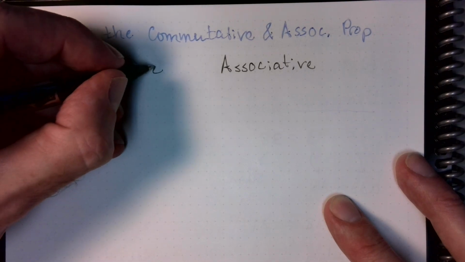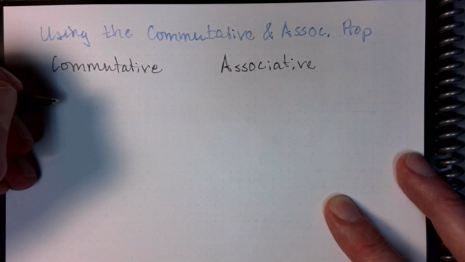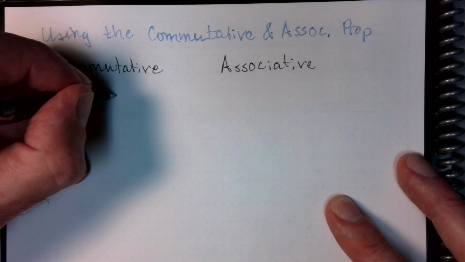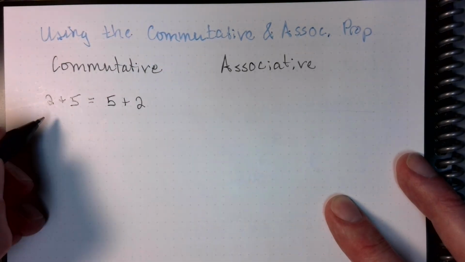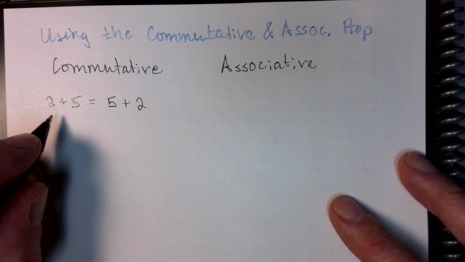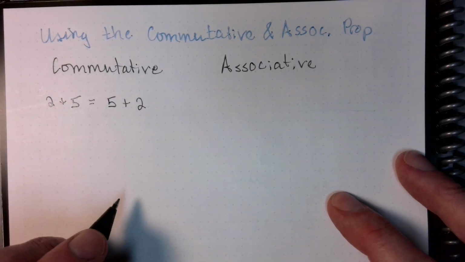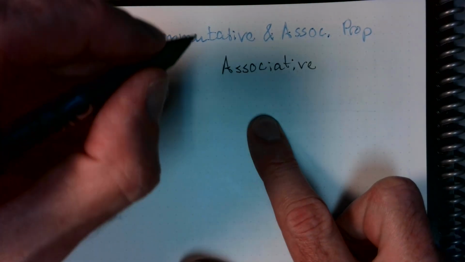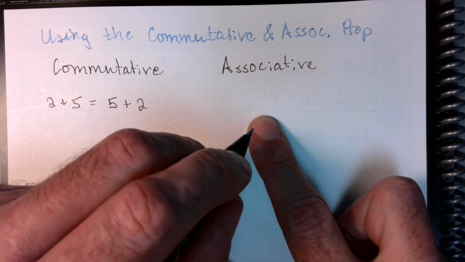So the commutative property of addition tells us that we can switch the order of things we're adding and get the same result. So for example, 2 plus 5 is the same as 5 plus 2. The associative property applies to grouping.